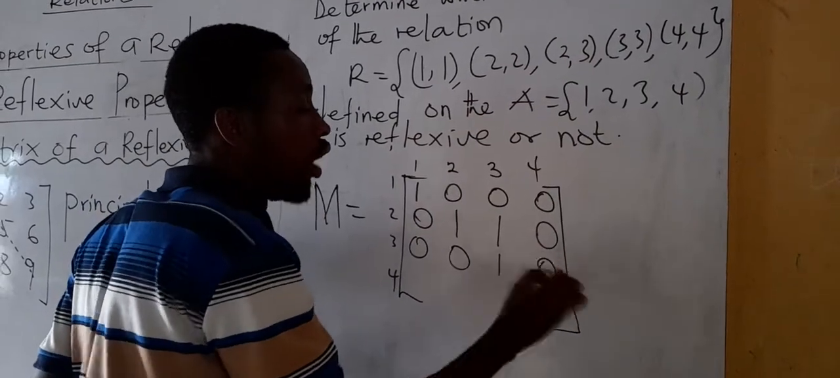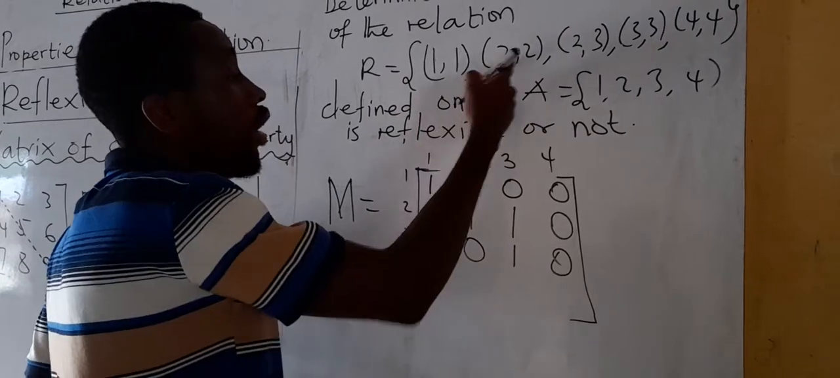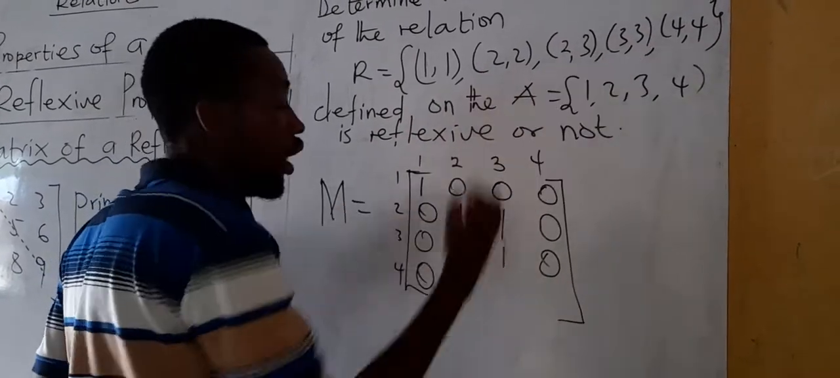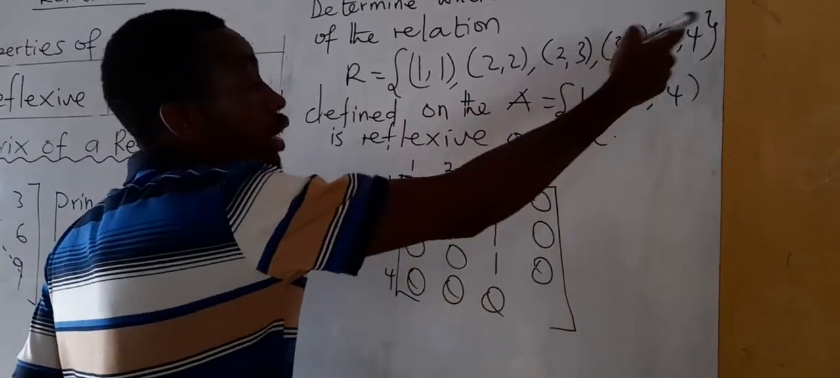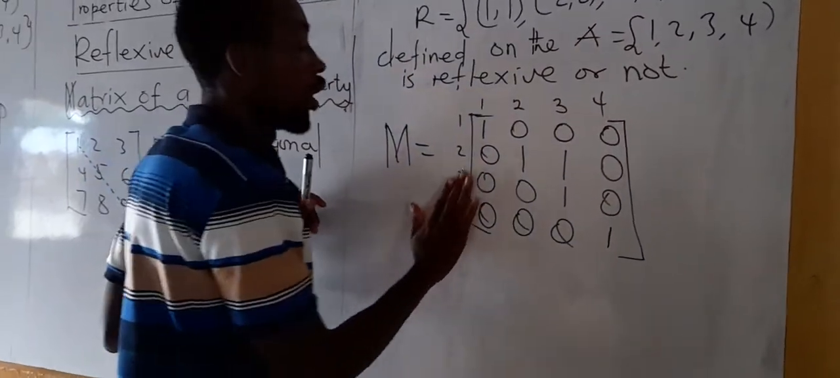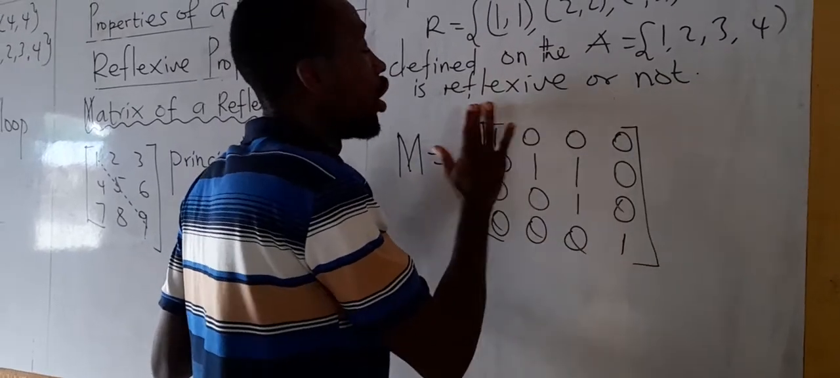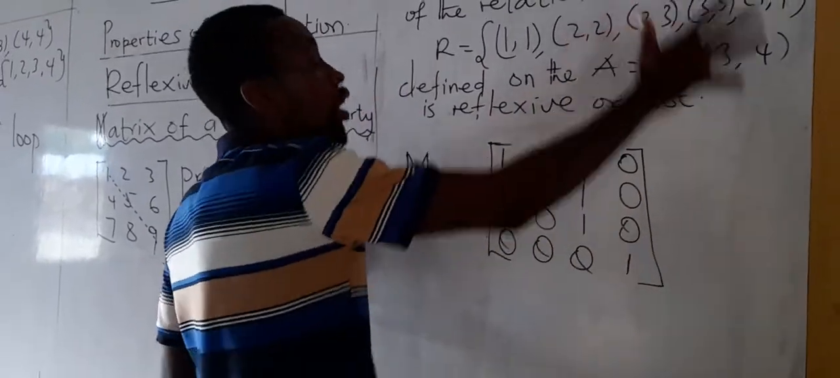Does 3 relate 4? No, off-state, 0. Does 4 relate 1? No. Does it relate 2? No. Does it relate 3? No. Does it relate itself? Yes, on-state, 1. Now we can clean off this guide, it was just to help us determine the matrix. So this is the matrix of our relation.